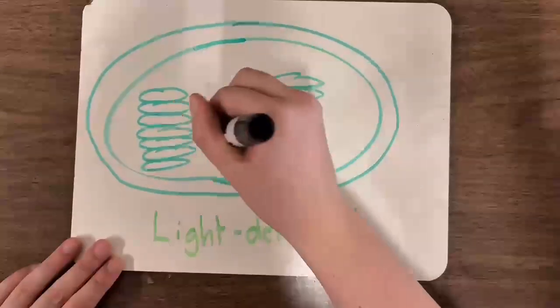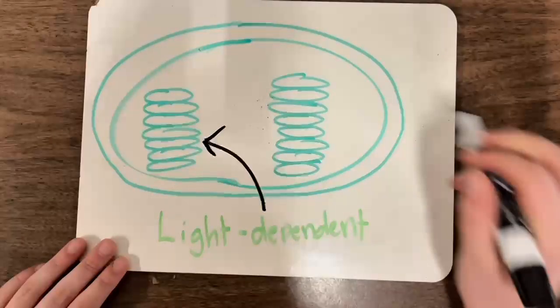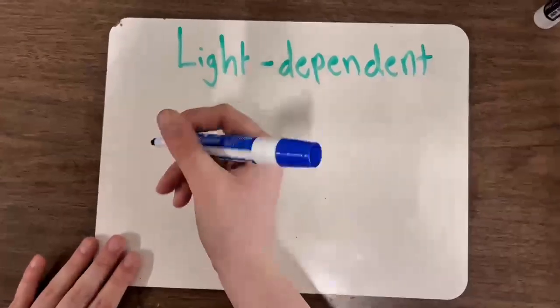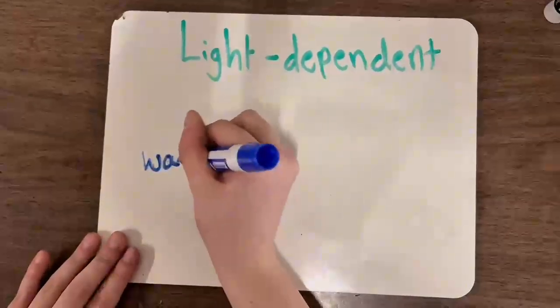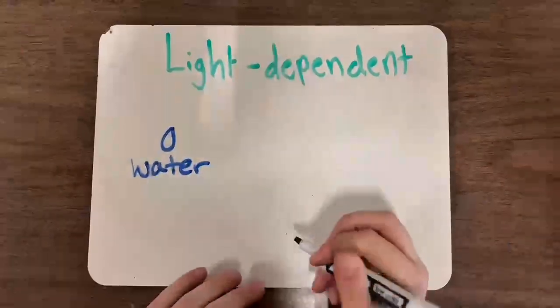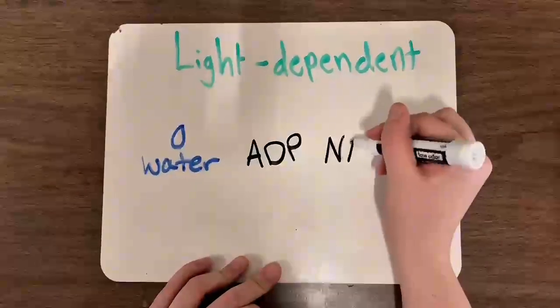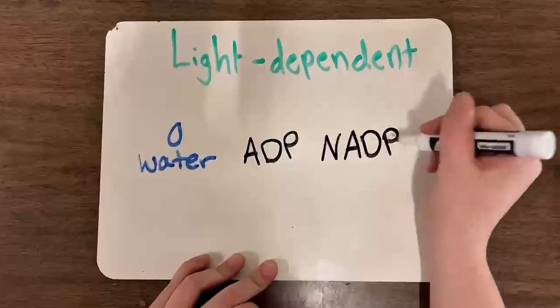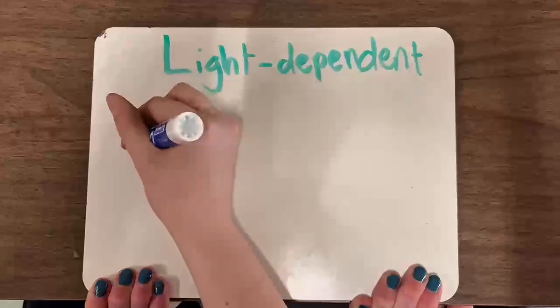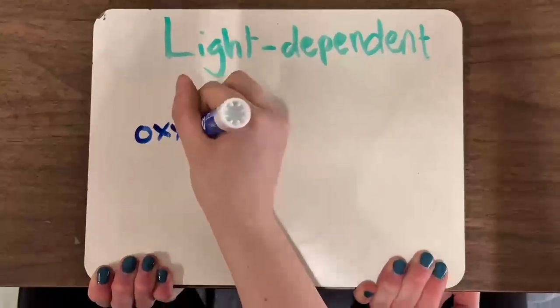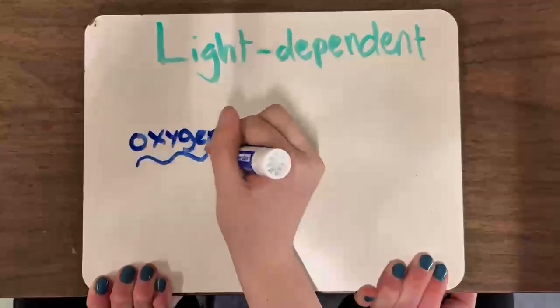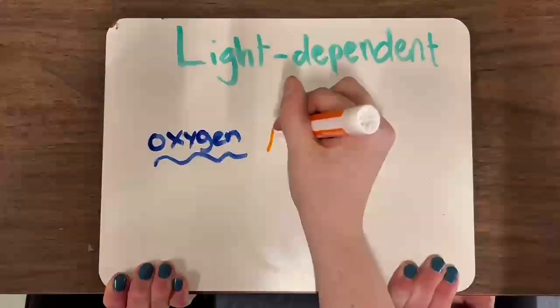Light-dependent reactions occur in the thylakoid membrane within the chloroplast, and the reactants are water, ADP, and NADP+. The products are ATP, NADPH, and oxygen.